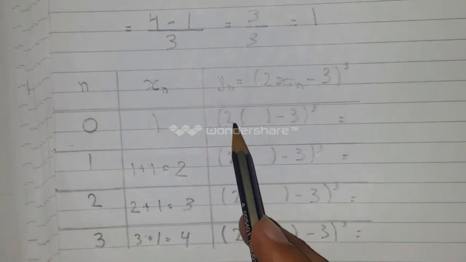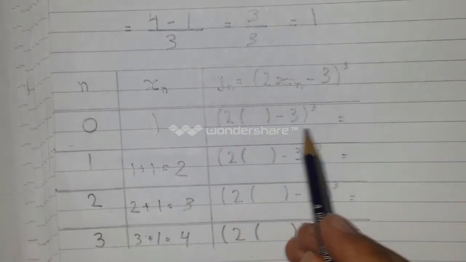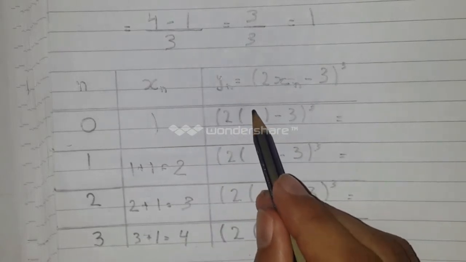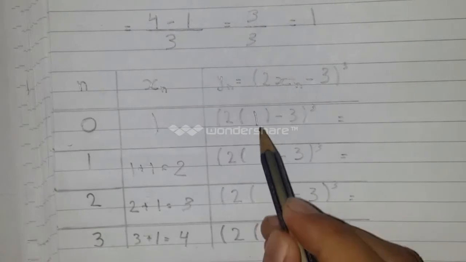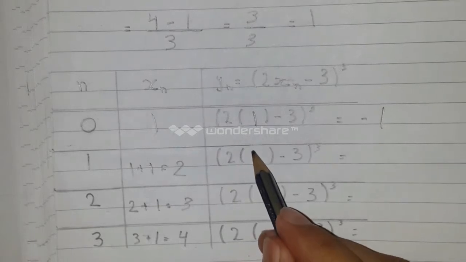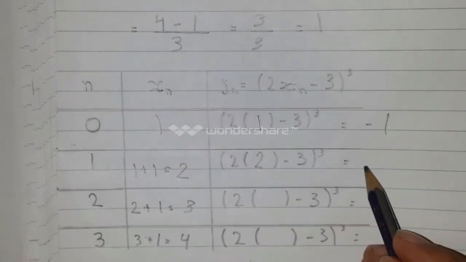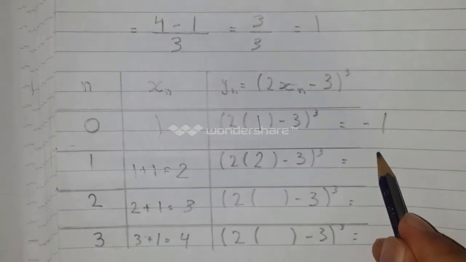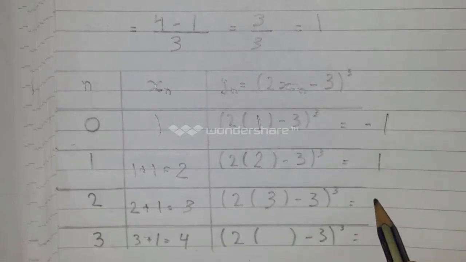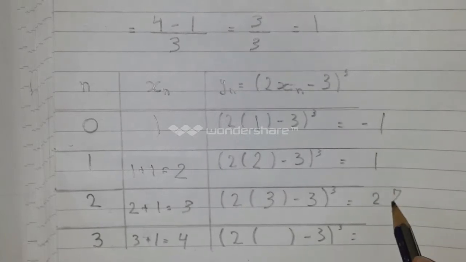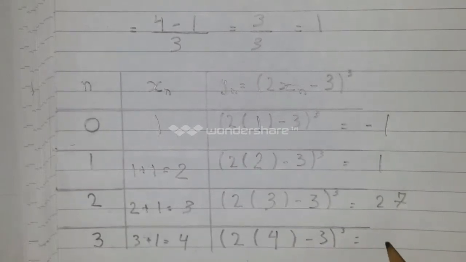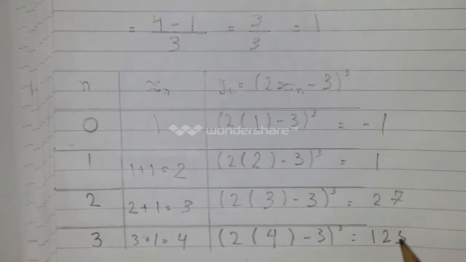Now let's apply it in the first one. The formula is written as such, and the space is empty for us to put the value of x in. In the first one, it will be 1. We put the value of 1 in, simplify it, and we get minus 1. Next, x is 2, and when we simplify it we get positive 1. Next, the value of x is 3, we put in 3 in the formula, simplify and you will get 27. Last one, value is 4, put in 4 in the formula, and the last value you get is 125.